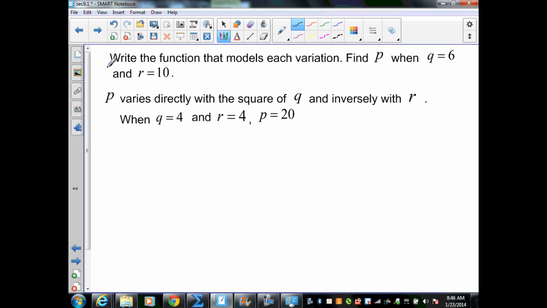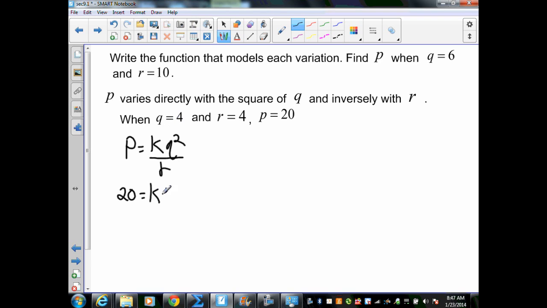On this example, I want to write the function that models each variation. Find P when Q is 6 and R is 10. P varies directly with the square of Q and inversely with R. Therefore, I write the model P equals K directly with Q squared and inversely with R. Now I substitute in the known values. P is 20. I want to find K.